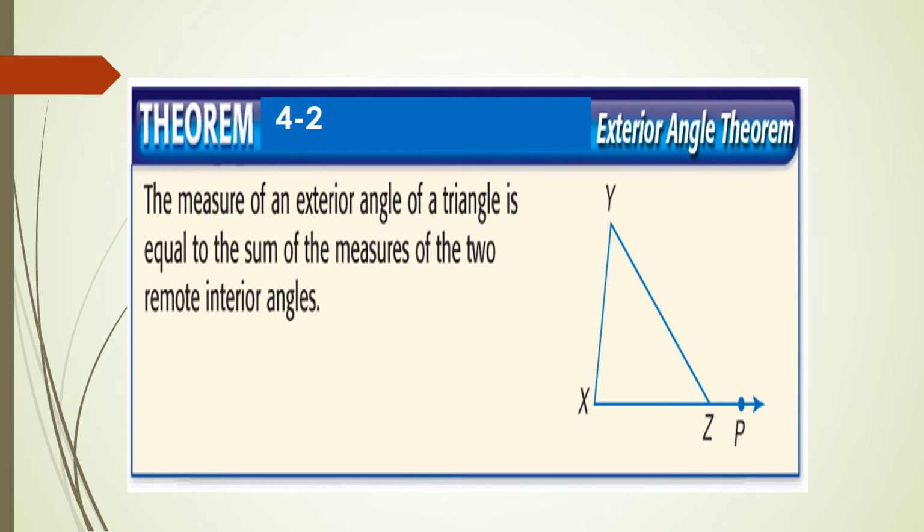Now the next theorem, theorem 4.2, is known as the exterior angle theorem. Now this is talking about the exterior angle. The measure of an exterior angle of a triangle is equal to the sum of the measures of the two remote interior angles. Well, let's talk about that for a moment. Your exterior angle in this picture is angle YZP. It's the angle on the outside. The interior angles are angle Y and angle X. So they're saying if I add those two angles, it will equal that exterior angle.